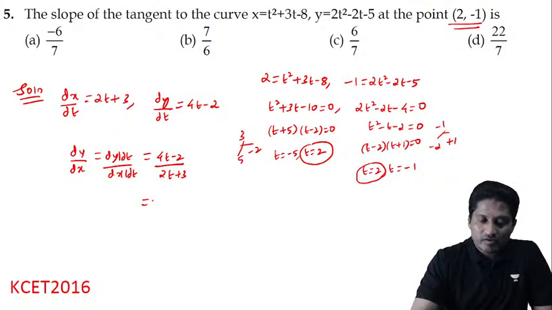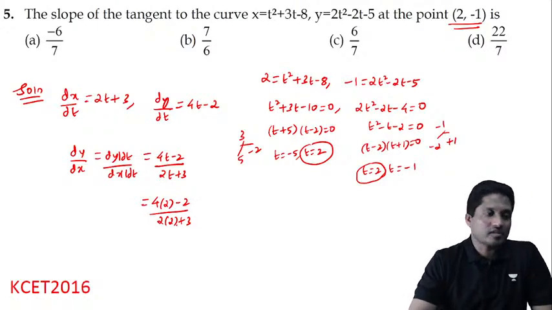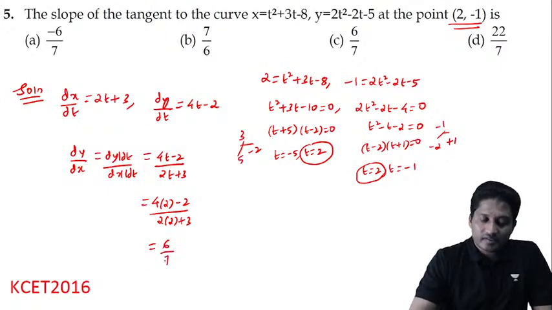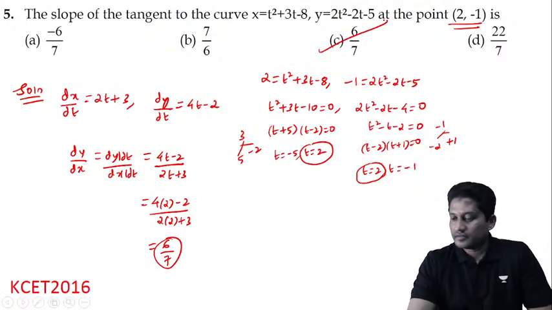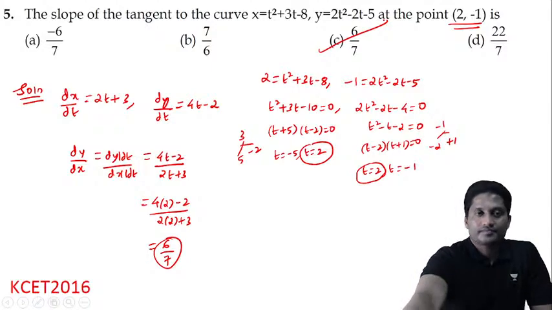So put t equal to 2 here, and get (4 into 2 minus 2) upon (2 into 2 plus 3). This question is there in NCERT exemplar, which was asked in the 2016 paper. This is 6 divided by 7. 6 by 7, answer is option C. Let's move to the next question.